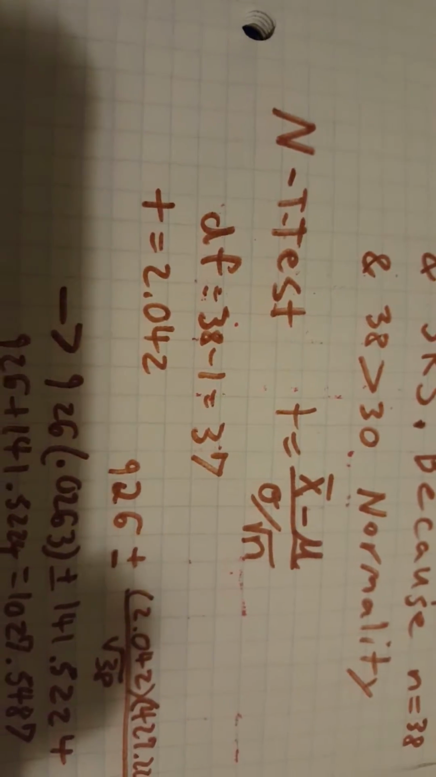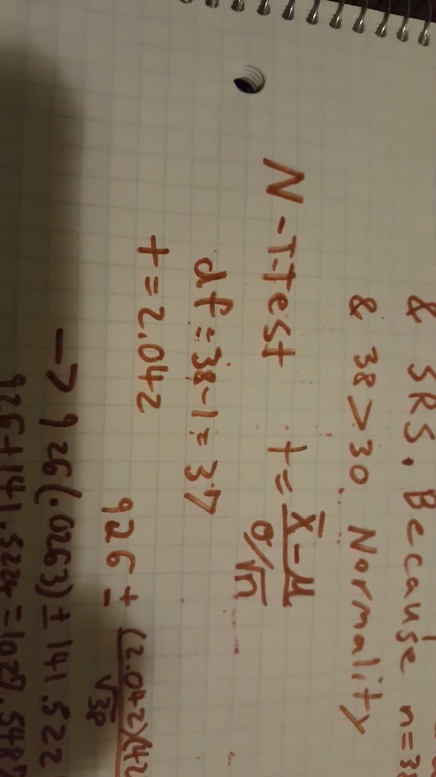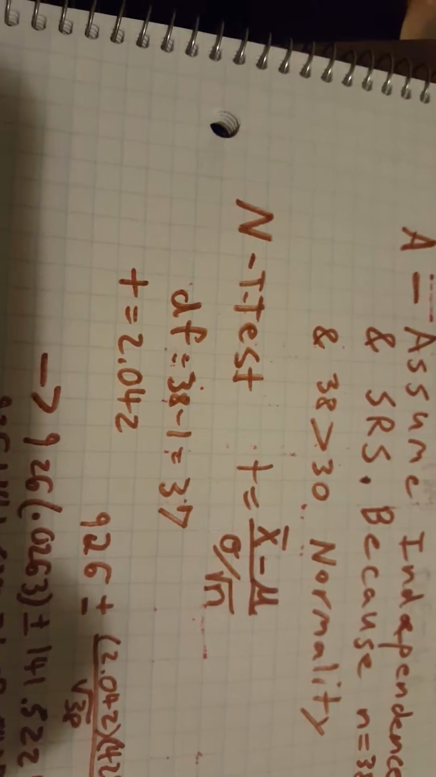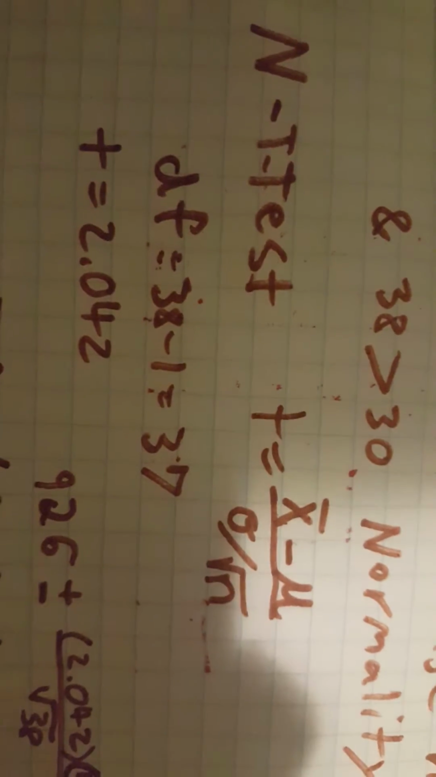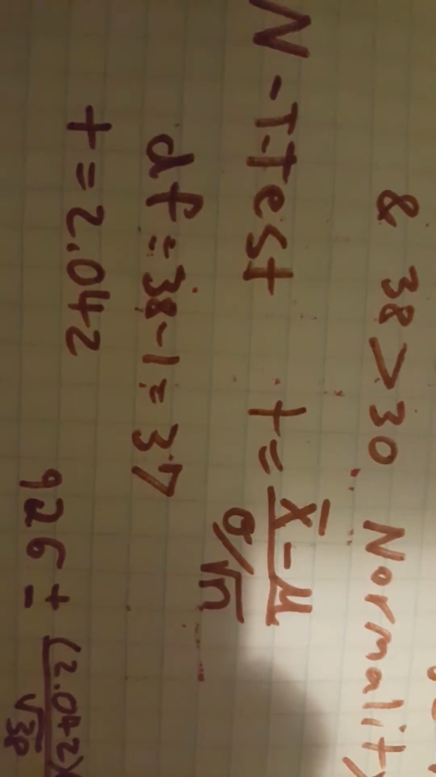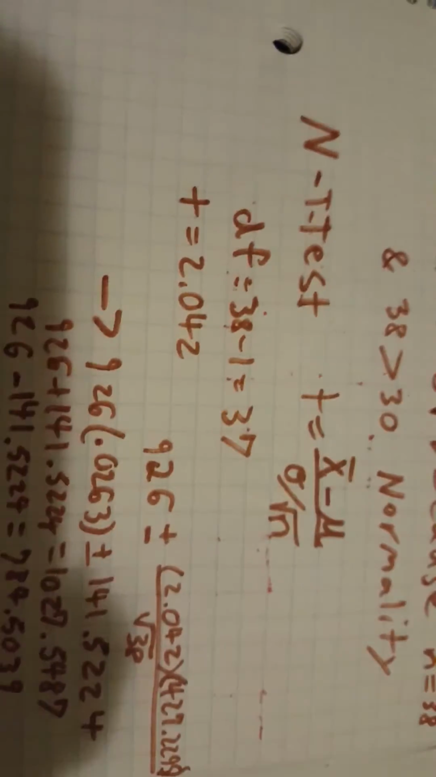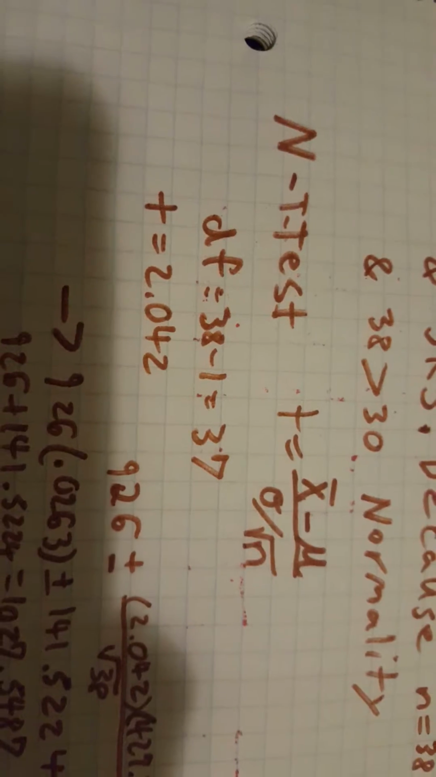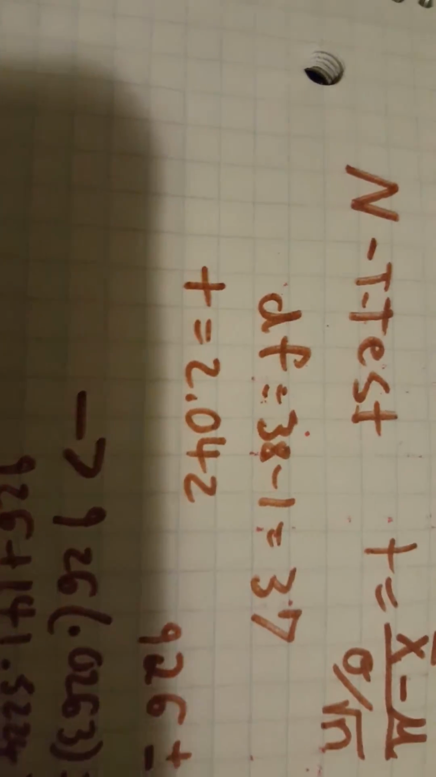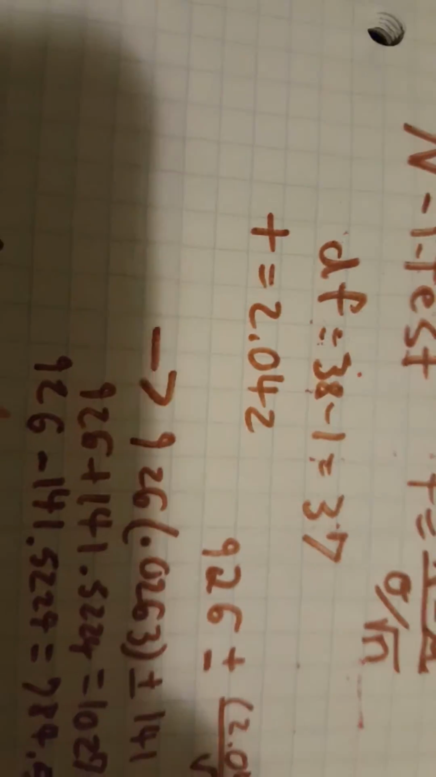Next, we're going to have to name the test. And since there aren't two values, we know that this is just a t-test. And the t-test will be x bar minus mu over the standard deviation over the square root of n. We're going to find our df by subtracting 1 from 38, which will make our df 37. Now by plugging in our values for the t-test, we will find that our t value is 2.042.